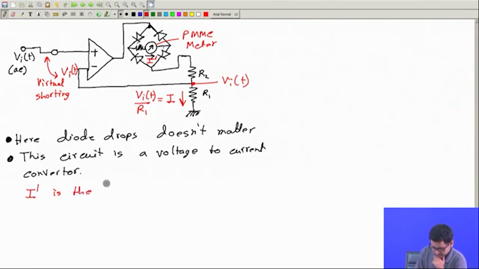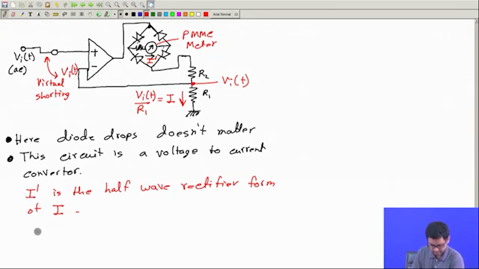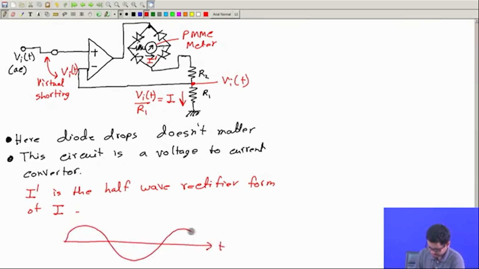I prime is the rectified version or form of I. I is AC, so if this is I, then I prime is definitely this. This is I prime.